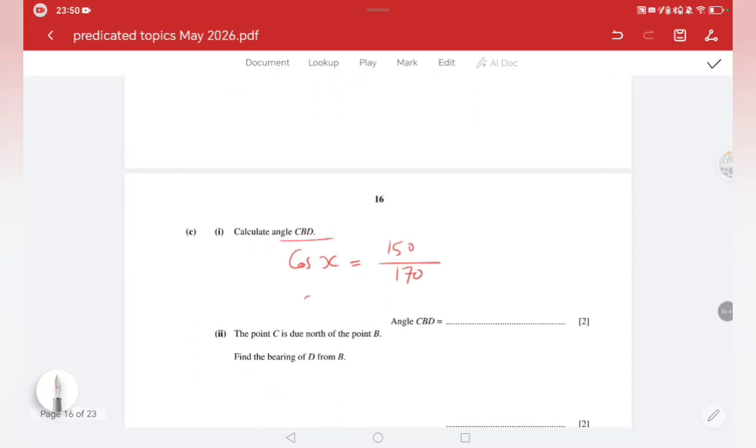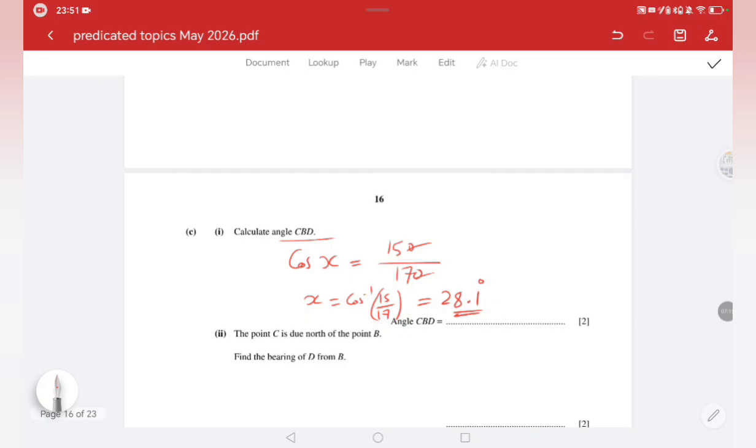So x is cosine inverse of 15 over 17. Okay, so shift cosine, the 15 over 17. Again, don't forget the brackets. So the answer is 28.07, or 28.1 if you round to one decimal place.